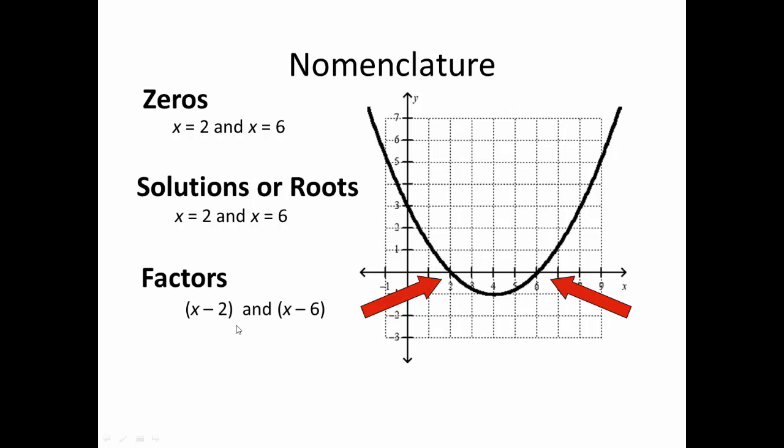Also factors. Factors are what make this parabola. The factors are x minus 2, because 2 is a 0. If I put a 2 in here, that makes a 0. So if I put a 6, 6 minus 6 makes another 0. So we call these factors. And intercepts. Intercepts are places where it crosses the x-axis, (2, 0) and (6, 0). Hope that takes care of nomenclature. So they may be asking one of these 4 things, but they all mean the same thing.